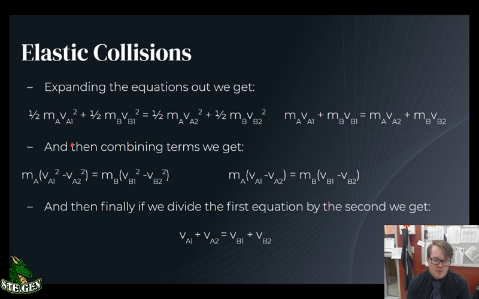This looks scarier, but it looks more complicated than it is. We can simplify it to ma times va1 squared minus va2 squared. We get this as a simplified form, and then the other side is the same thing but with B's. This is telling you that whatever change happened to the thing over here at A must have been the same thing that happened to the thing over here at B, which makes sense.